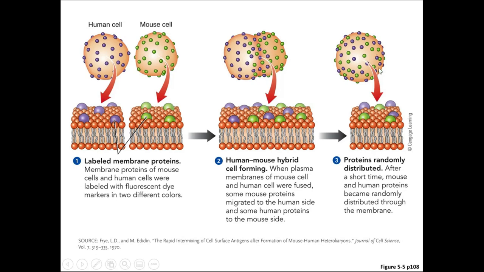This is the experiment. What are the result and conclusion? After a brief period of incubation, mouse and human proteins intermixed over the surface of the hybrid cell. After about 40 minutes, the proteins of each species had become randomly distributed through the entire hybrid plasma membrane. This experiment demonstrated that proteins in the plasma membrane do move, and this is the most important thing. Let us see how the experiment was done in this video.